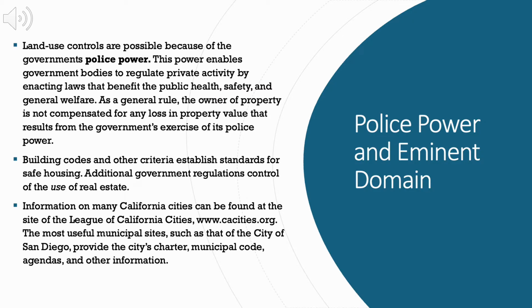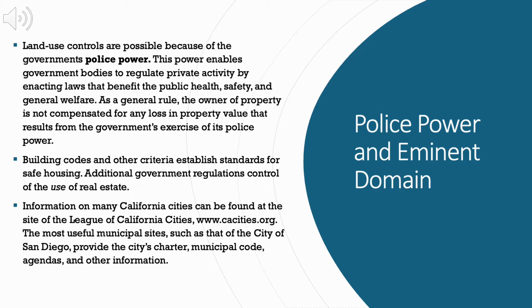Police power and eminent domain. Land use controls are possible because of the government's police power. This power enables government bodies to regulate private activity by enacting laws that benefit the public health, safety, and general welfare. As a general rule, the owner of property is not compensated for any loss in property value that results from the government's exercise of its police power.